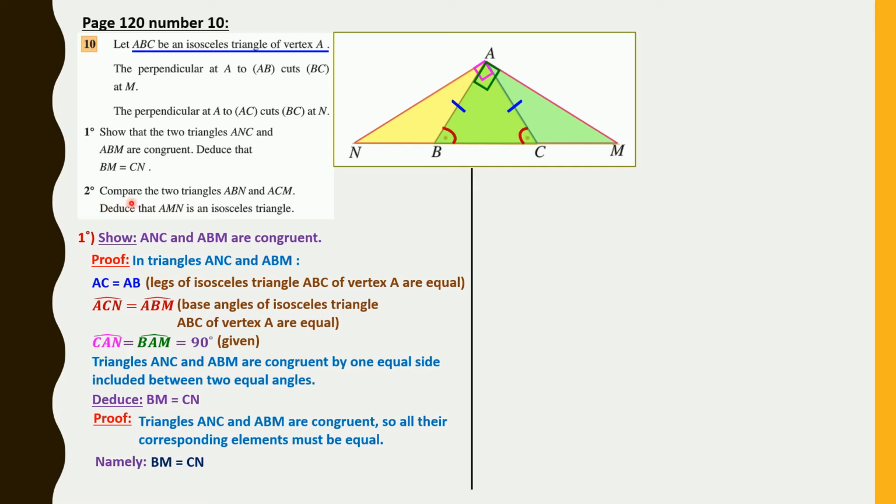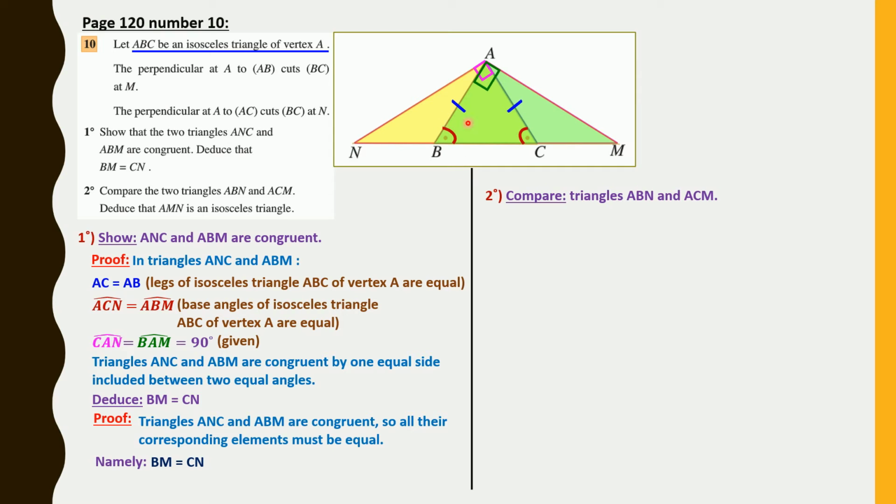Question 2. Compare the two triangles ABN and ACM, then deduce that triangle AMN is an isosceles triangle. So let's start with the first part, compare triangles ABN and ACM. When we say compare two triangles, it means are they congruent? Let's see. So ABN is this yellow triangle and ACM is this green triangle. Let's see if they are congruent.